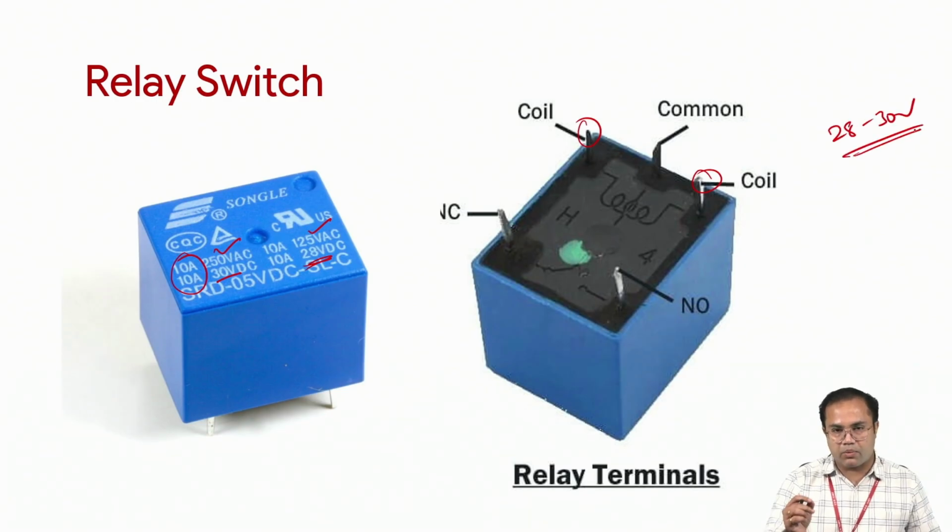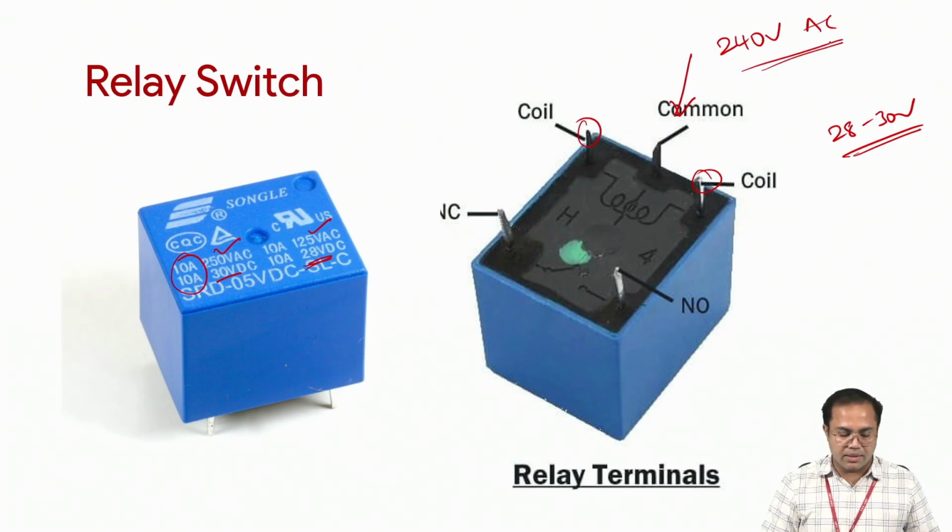So this is the supply required for switching. And across this common, you can connect a 240 volts AC supply because it is rated up to 250. Whatever supply you connect across this common terminal, by default, when there is no supply to the coils, you will get that supply across here because it is an NC, right? But when you give a supply to these coils, then you will get that over here. So switching happens based on this coil supply. This is how the relay works.